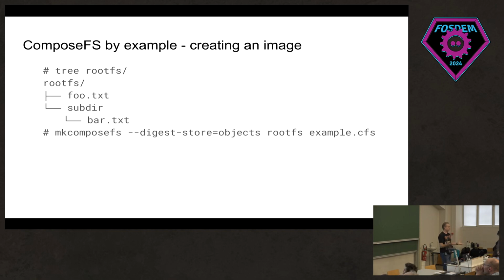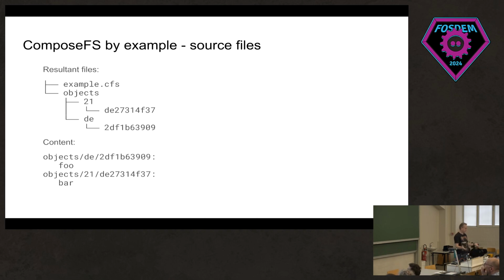So the easiest way to explain how it works is by an example. Suppose we have this image. It's not much of an image, but it's basically files, right? And a structure, and metadata, and all that. And you run the mkcomposefs command, and you give it the directory that you want to create from. You give it an example.cfs, that's a file name, and then you pass in a digest store, which is a directory name. And when you run this, you get the image file, and you get the objects directory that has a bunch of weird-looking things in it.